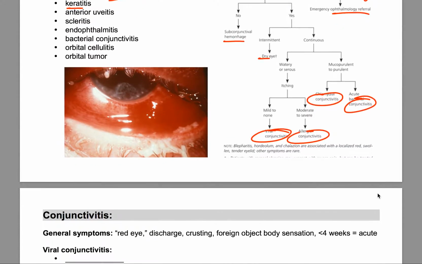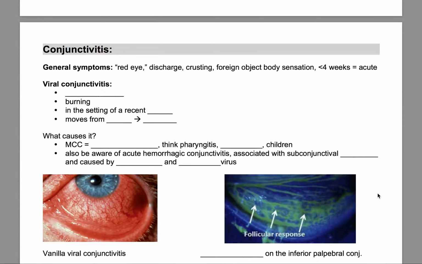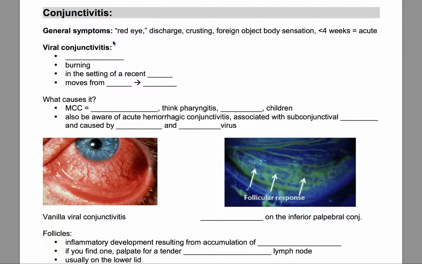All right. What exactly is conjunctivitis? Well, the conjunctiva is a mucosal layer on the inside of the eyelid and on the surface of the eyeball, and when this becomes irritated, there can be increased discharge, crusting, and a granular foreign body sensation. Now, if this has been going on for less than 4 weeks, it's an acute case, and viral conjunctivitis in particular tends to be characterized by itching and burning. It usually occurs in the setting of a recent cold or upper respiratory infection, and it usually moves from one eye to involve both eyes just because of the contagious nature of that infection.